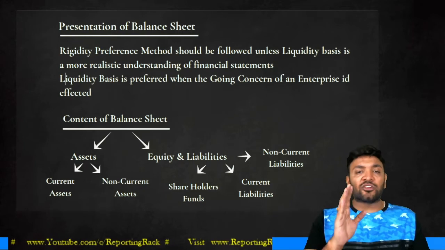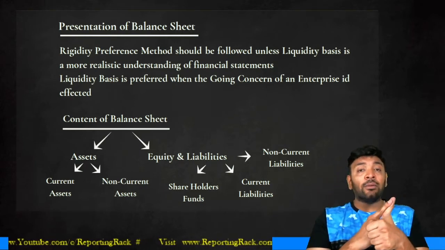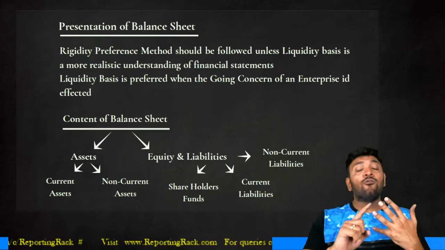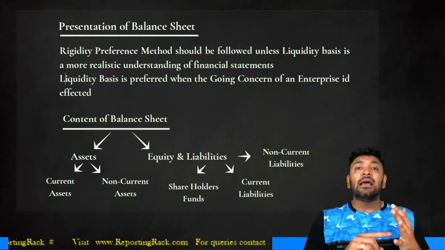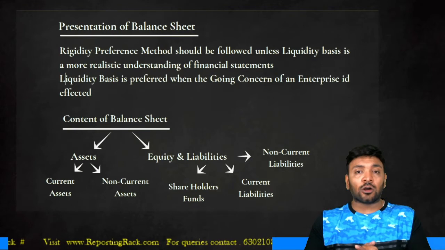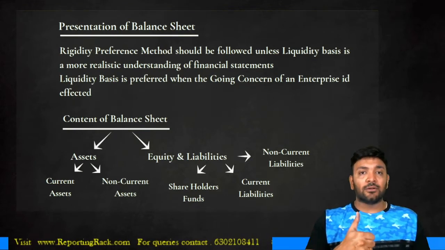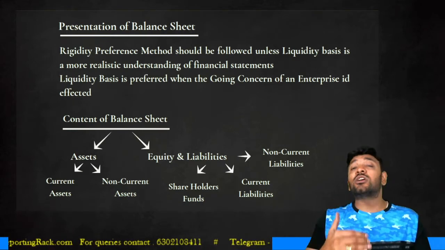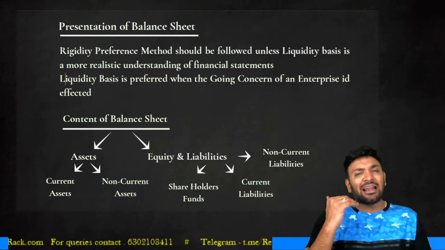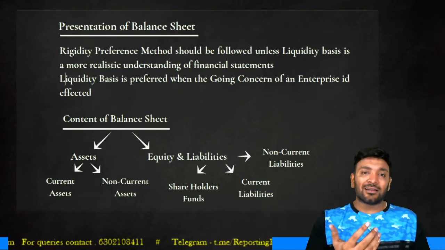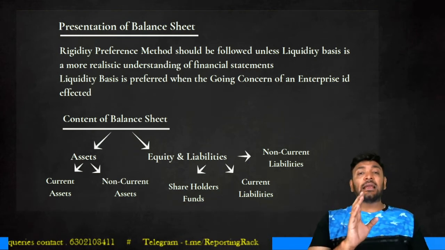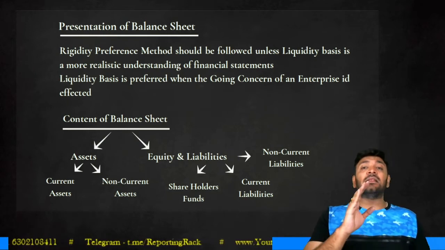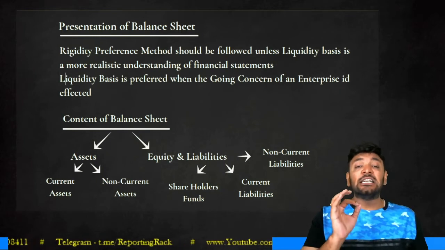So if I talk about the order of rigidity among the assets, then I will say first one is your land. Second is your building. Third is your machinery. Fourth is your furniture. Fifth is your vehicles, and so on. Even among current assets, you need to always start with inventory first and then go on with debtors, bills receivable, and the last item to be presented, which is the most liquid, is cash in hand. And right above your cash in hand is your cash at bank. Clear? So when you look at order of rigidity, I will have to present the most illiquid asset first and the most liquid asset towards the end. That is rigidity preference method.